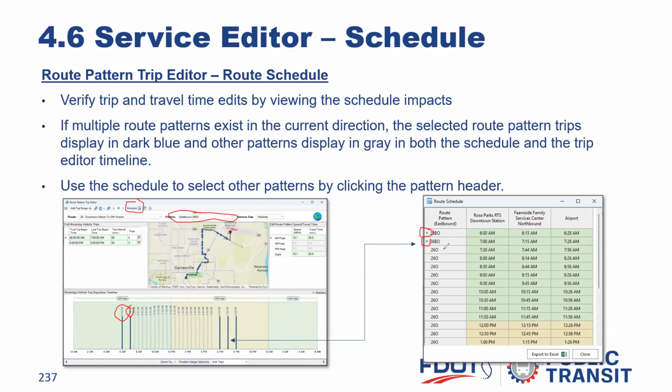You can actually click inside of the route schedule to switch the trip editor to the other pattern. So if you wanted to switch to 26.0, you would click on it here, and then it would switch over in the trip editor.